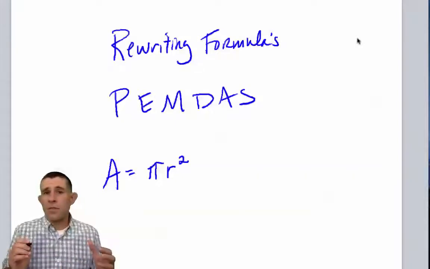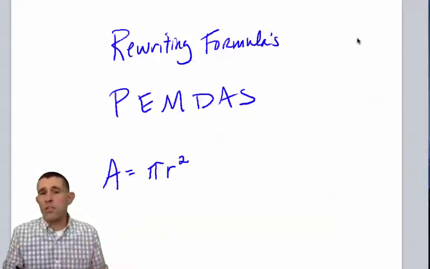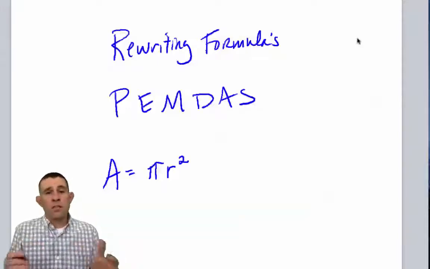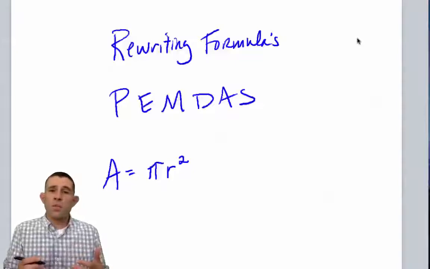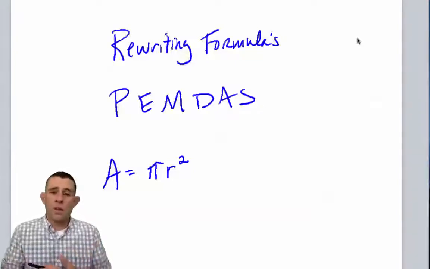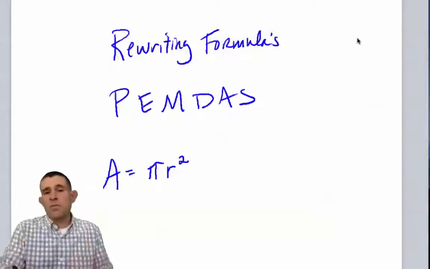Now, you guys have learned PEMDAS, that's the order of operations. And when we move things around the equal sign, we're actually going to use inverse operations. So we'll go in the inverse order of PEMDAS. So take this one for example.